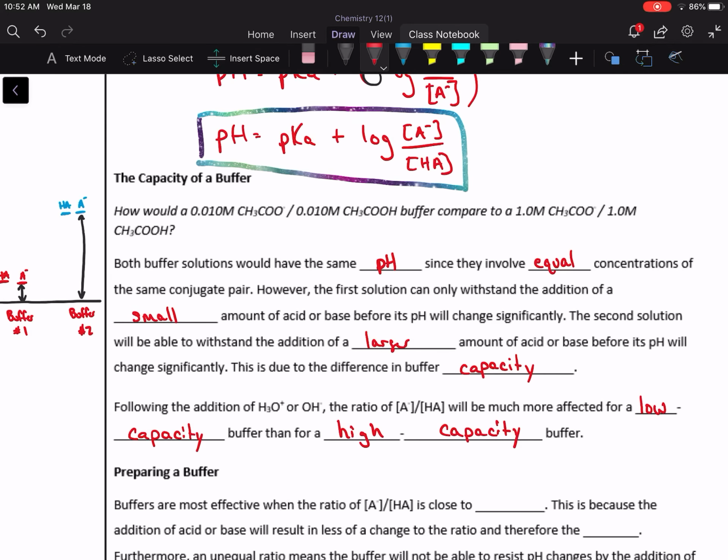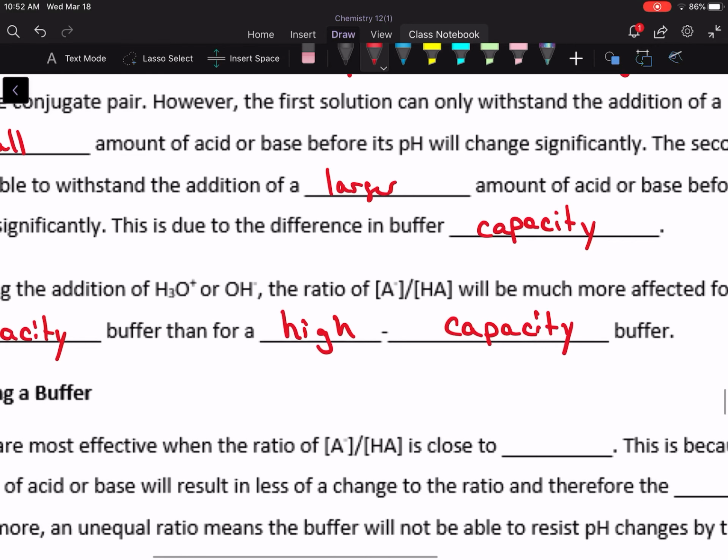If we just do a quick pretend calculation here, say for a low capacity buffer, my ratio is 10 to 10. If I add an acid or a base, I'm going to affect this ratio. Let's say I affect this ratio by +1 and -1. So the ratio goes from 10 out of 10 to 11 out of 9. That's a ratio of 1 to 1.2 repeating.